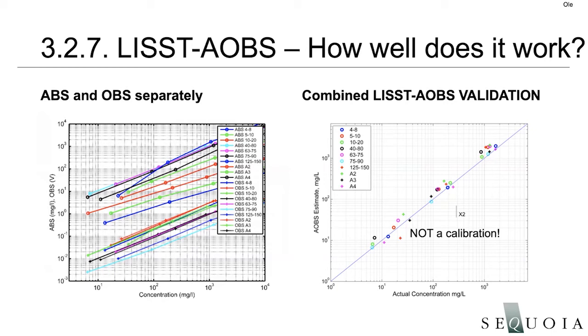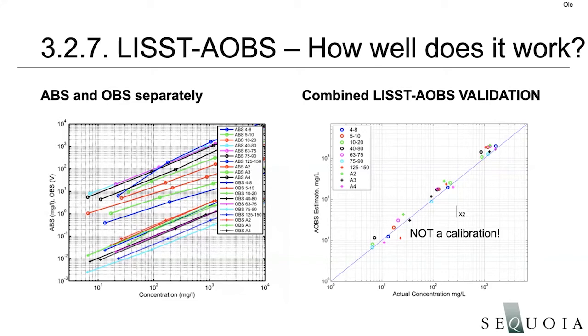But when we combine the two, that's the plot on the right, where we have used the pairing factor, and we plot the actual concentration on the x-axis versus the AOBS concentration on the y-axis, and the blue line is the one-to-one line. Then all the data falls around that within a factor of 2.